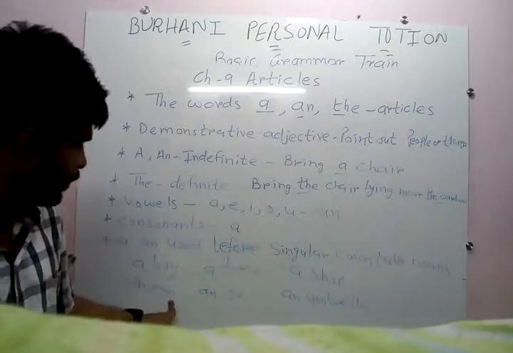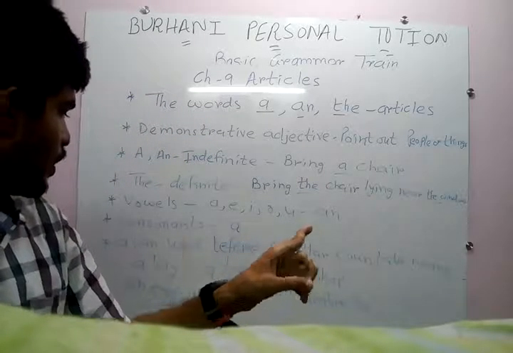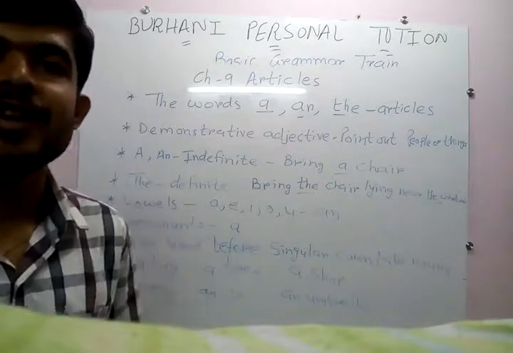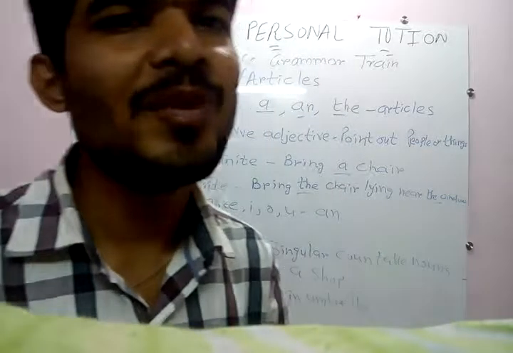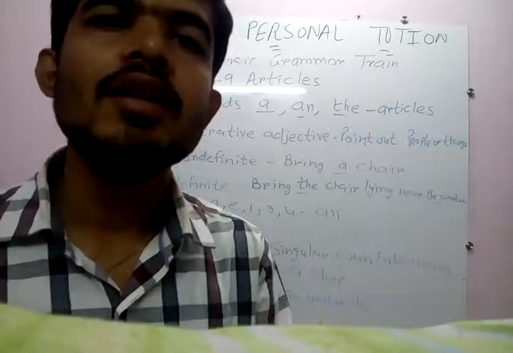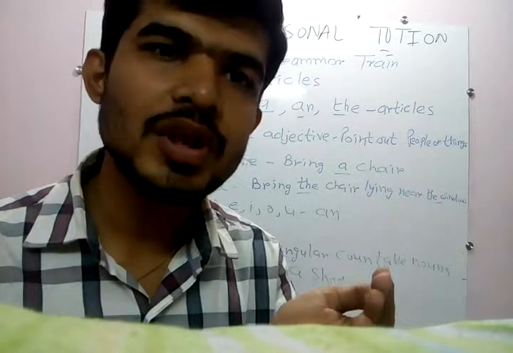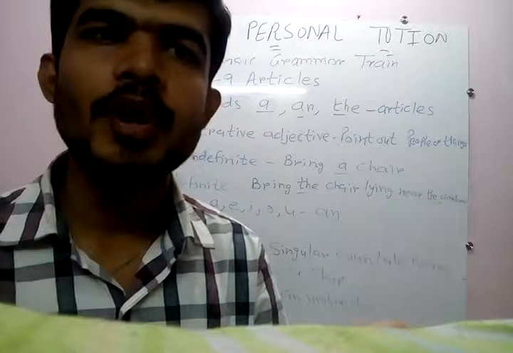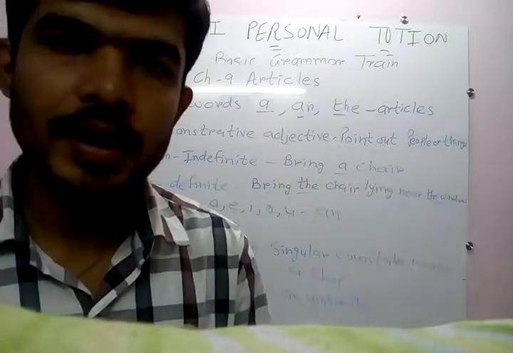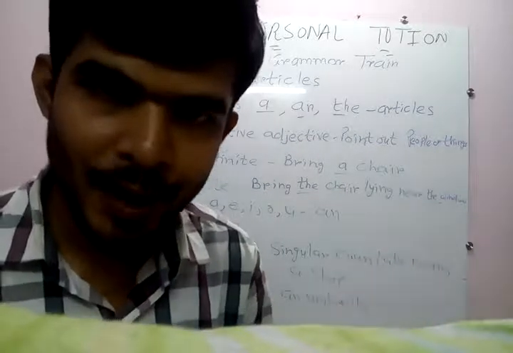An egg, an ox, an umbrella means one egg, one ox and one umbrella. All three words, egg, ox and umbrella, start with a vowel sound. That's why they contain an before them. Okay, so a, an and the are three articles. A and an are called indefinite because they are not pointing to a particular thing, and the is called a definite article. A and an are used before countable singular nouns.